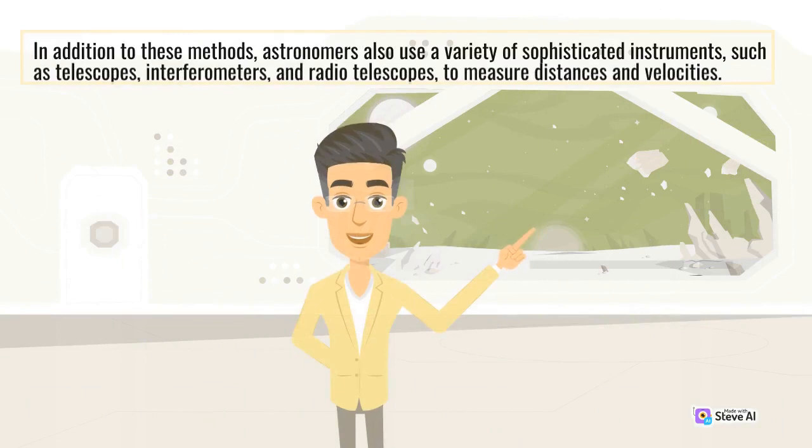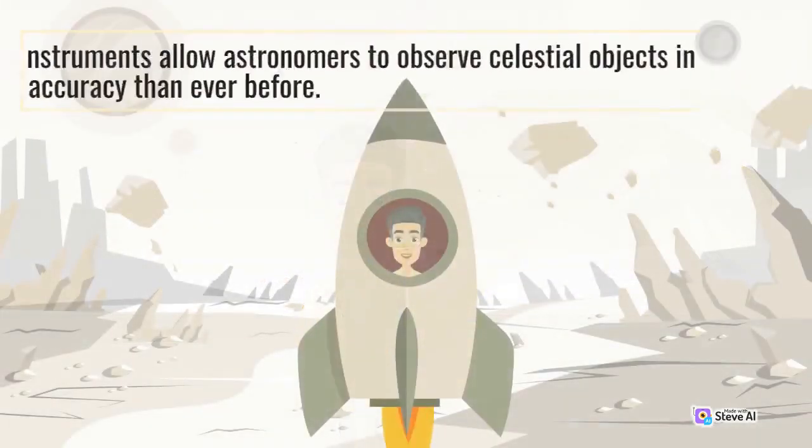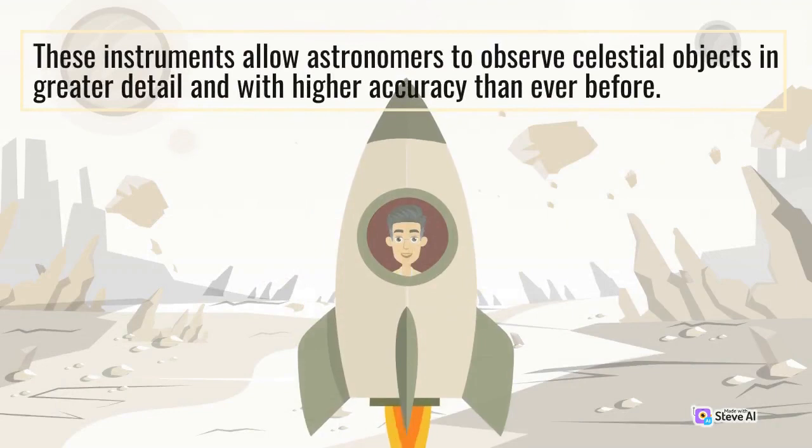In addition to these methods, astronomers also use a variety of sophisticated instruments, such as telescopes, interferometers, and radiotelescopes, to measure distances and velocities. These instruments allow astronomers to observe celestial objects in greater detail and with higher accuracy than ever before.